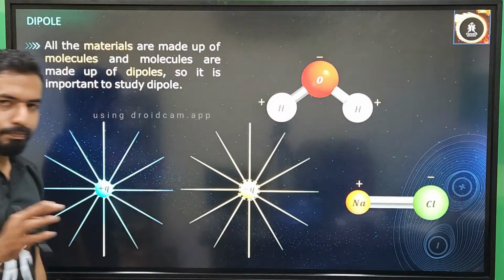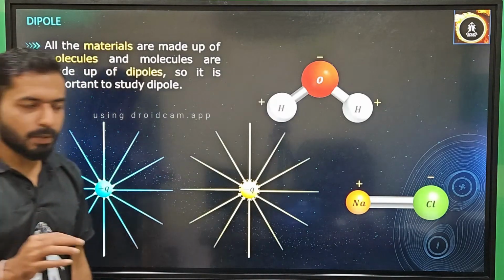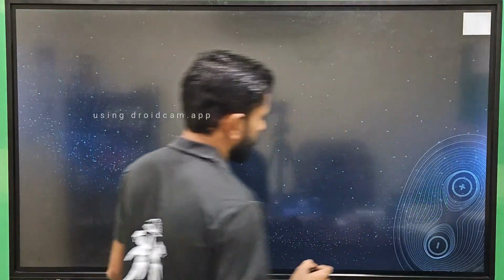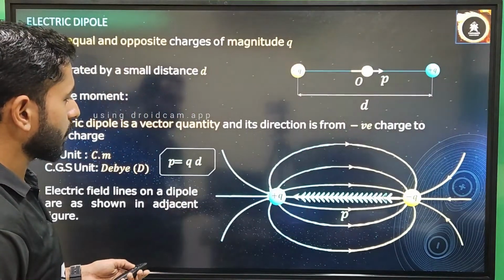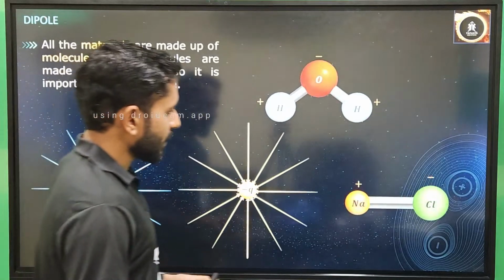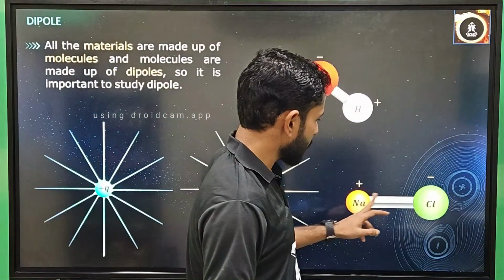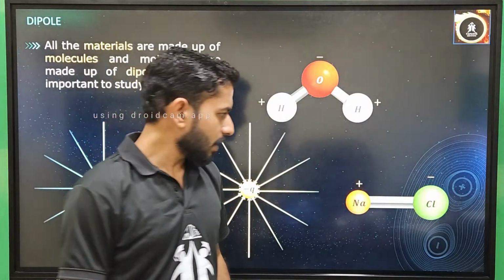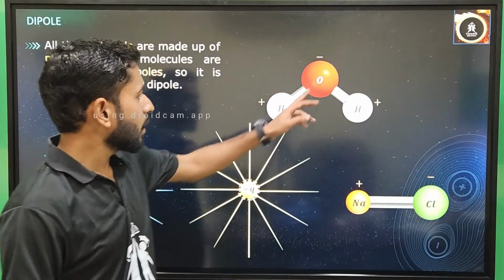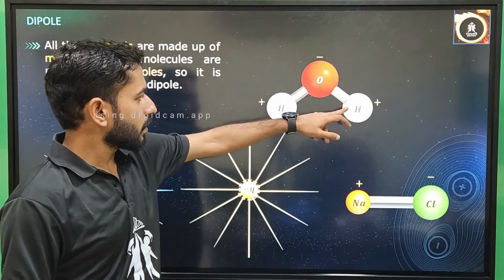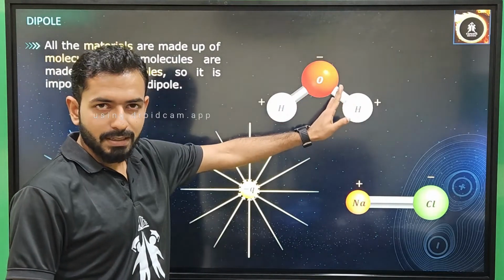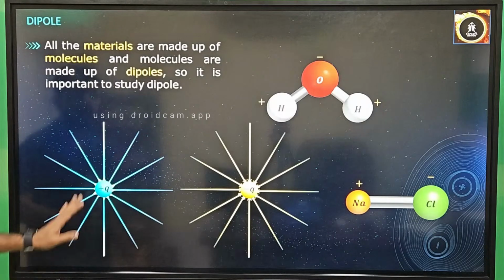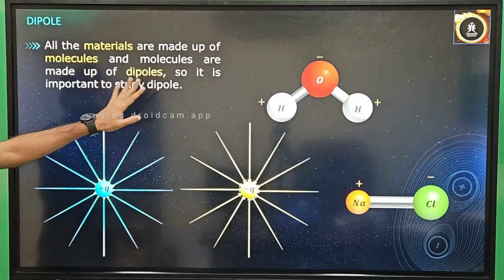Dipole is made up of two opposite polarities. See here, NaCl, you would have studied about it in chemistry. What is NaCl? Na is plus and Cl is minus. So can you say it is also a dipole? Yes, it is also making a dipole. I can say here, OH, this bond, can I say they are also making a dipole? Yes, they are also making a dipole. So what I can say is, all the materials are made up of molecules and molecules are made up of dipoles.